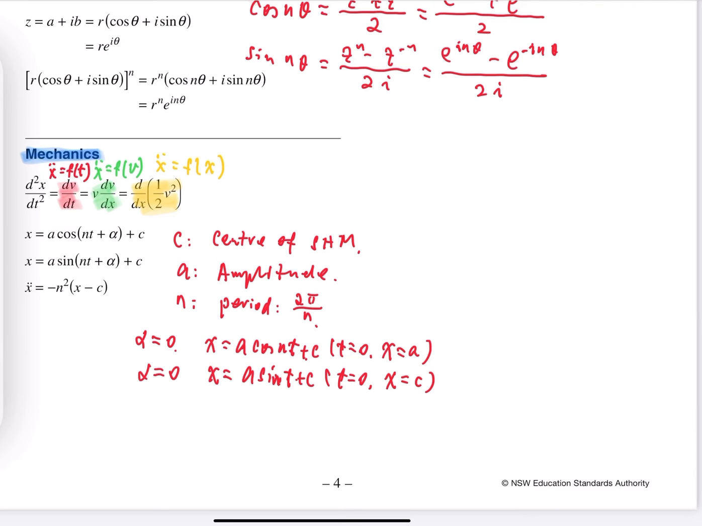Okay, and another important result I'm going to write here is that sometimes they ask you for the maximum speed. We can also use n and a to find the maximum speed, and if they ask for the maximum acceleration, that equals n squared a. So very handy formulas for you to use for simple harmonic motion.